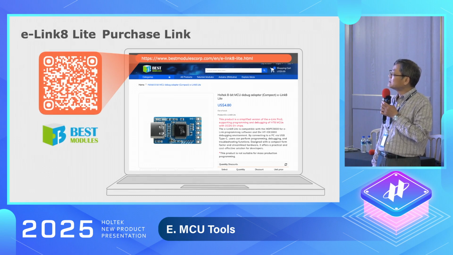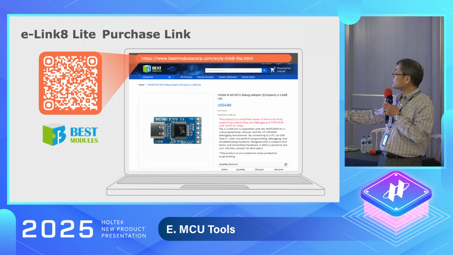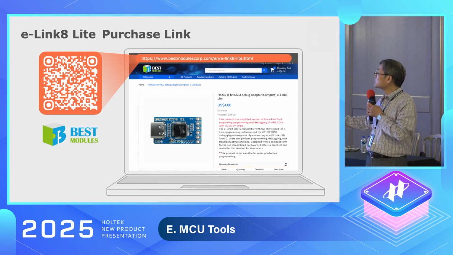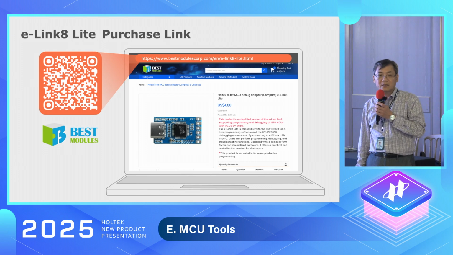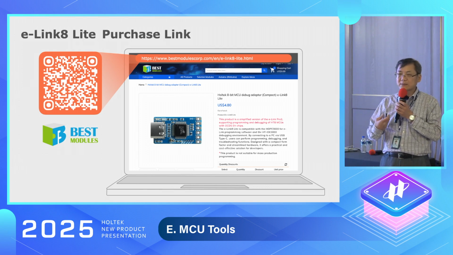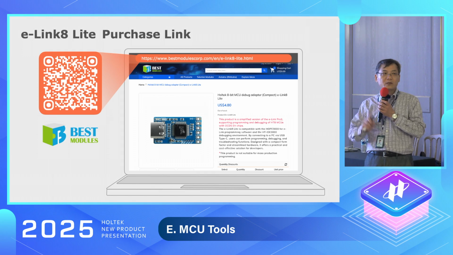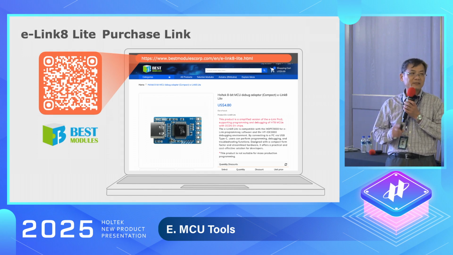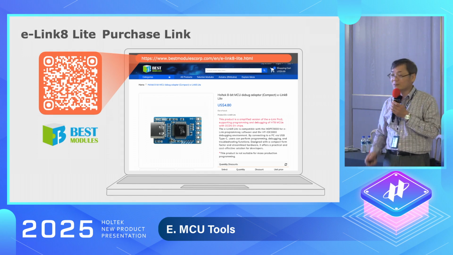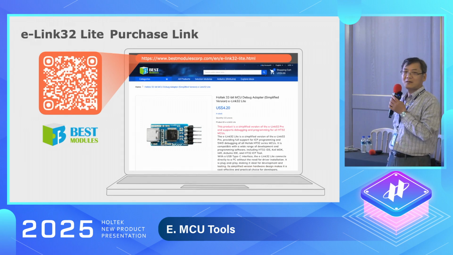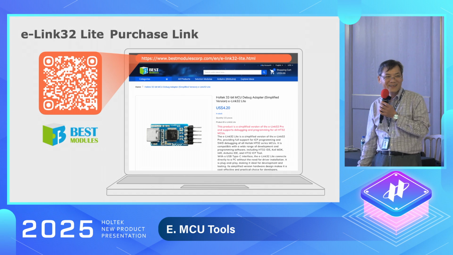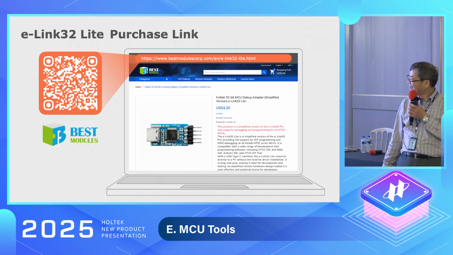What's the price? On the Best Mojo website, it's selling for $4.8. We start selling today. No pre-order is needed. Start delivering today. Okay, $4.8. E-Link 32 Lite is even cheaper, $4.2. Incredible price.